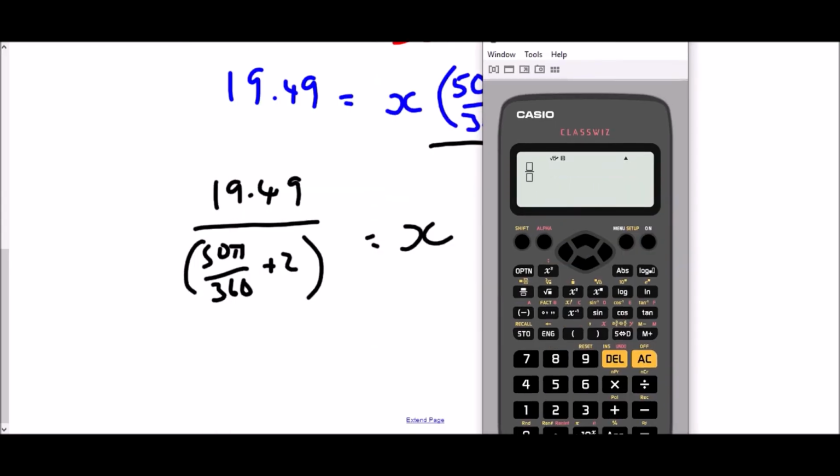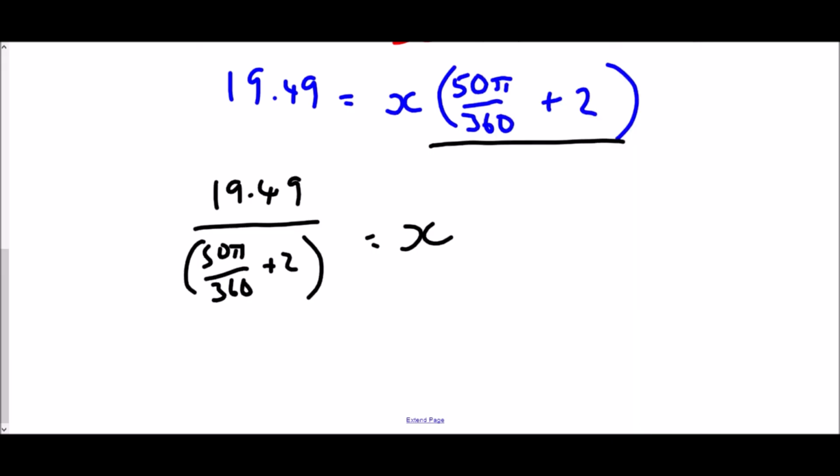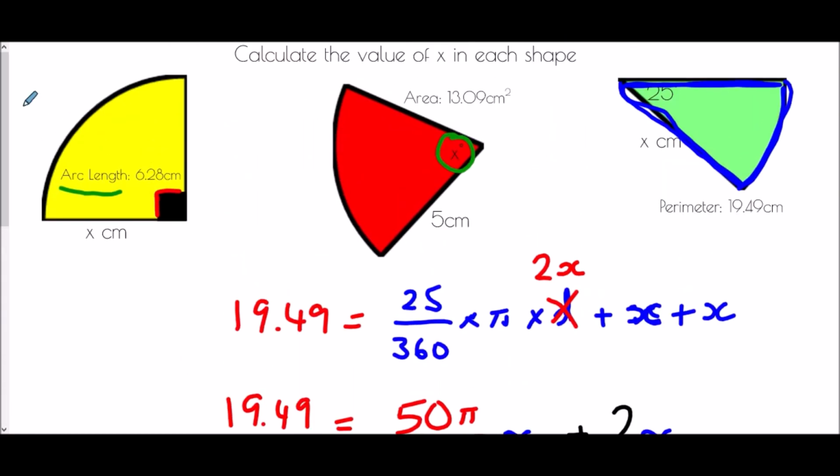Set up a fraction. 19.49 is going to be divided by another fraction, 50 pi over 360 plus 2, and we get 7.999729715. If we went to one decimal place, we have that x is 8 centimetres. Like I say, a very tough version of these questions, but something you may come across in an exam.